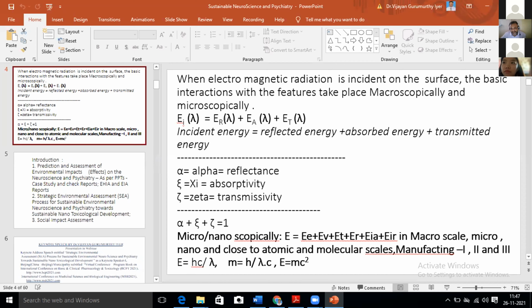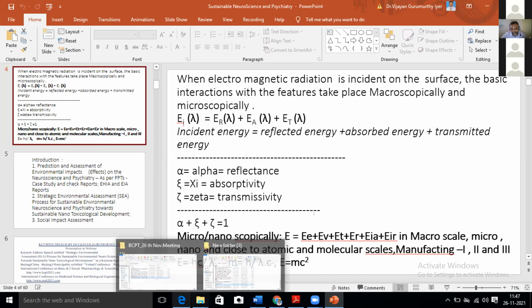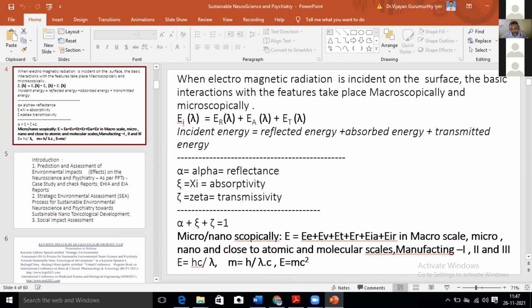So this is the incident radiation, that is reflection, absorption, and transmittance, alpha, xi, and zeta respectively, and microscopically in a nano level, that is macro scale production, micro scale production, and nano scale close to atomic and molecular scales, manufacturing 1, 2, 3. E is equal to HC by lambda, M is equal to H by lambda C, E is equal to MC squared.